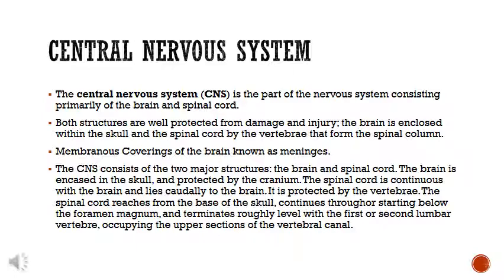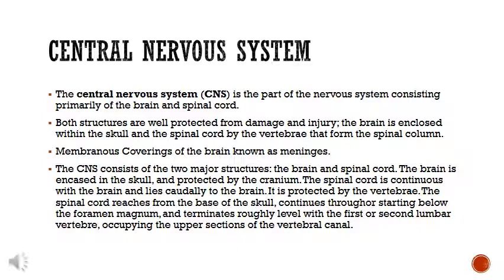is the central nervous system. We know that the central nervous system consists of the brain and the spinal cord. These essential structures are both well protected from damage and injury. The brain is enclosed within the skull, and the spinal cord is protected by the vertebrae, which form the spinal column.